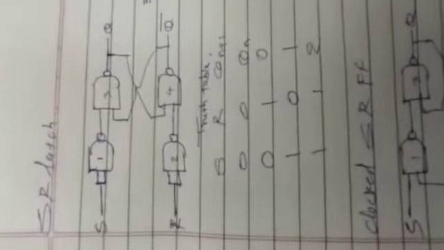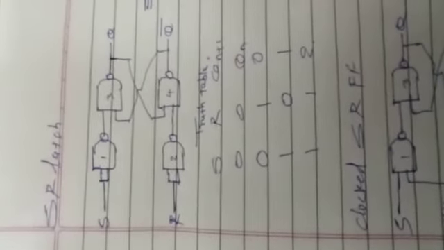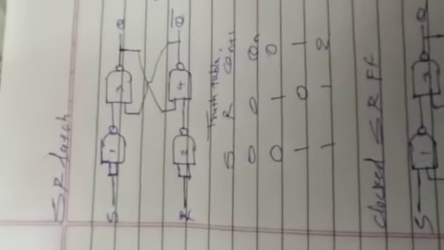This is a circuit diagram of an SR latch using NAND gates, and this is its truth table. These are the inputs, S input and R input, and these are the outputs Q and Q bar. Here 4 NAND gates are used. You can name them as A, B, C, D, or 1, 2, 3, 4. So this is 1, 2, 3, and 4.